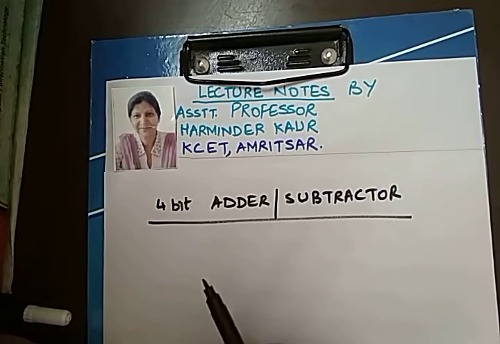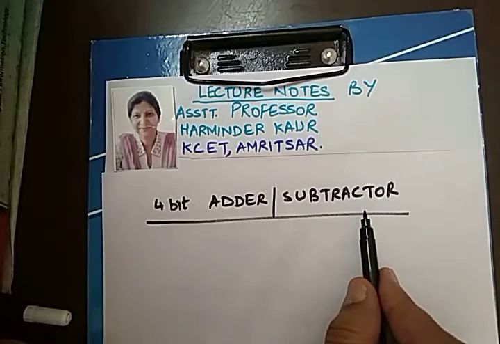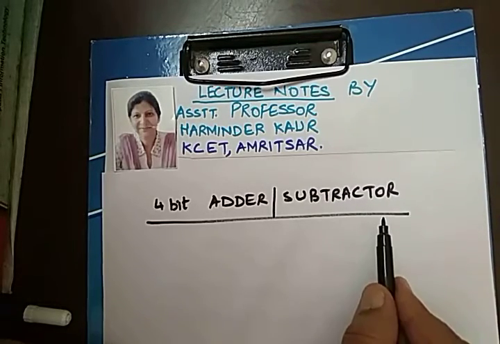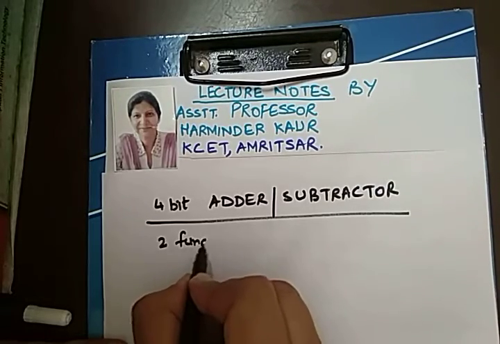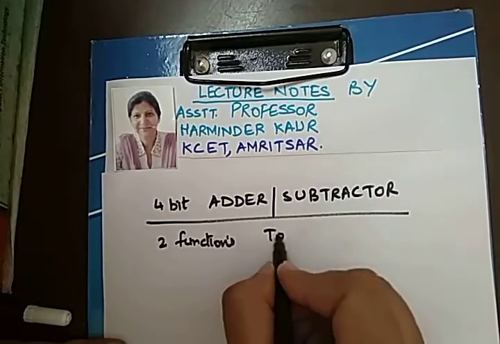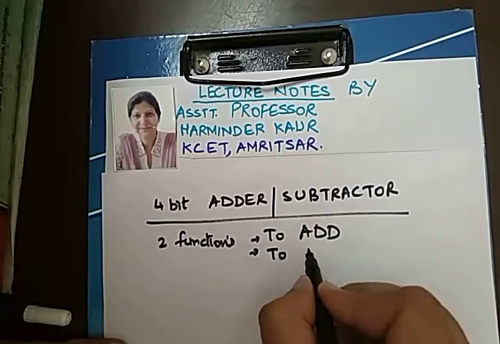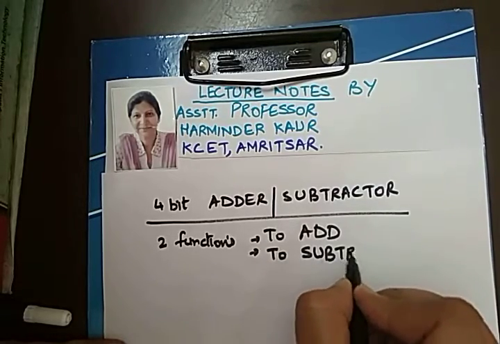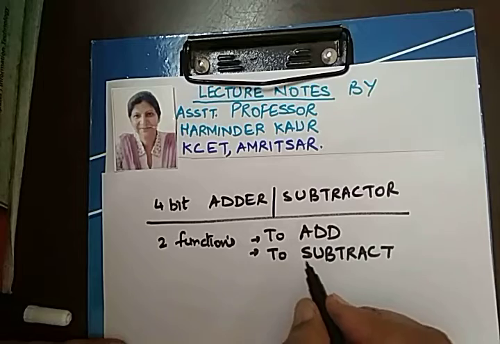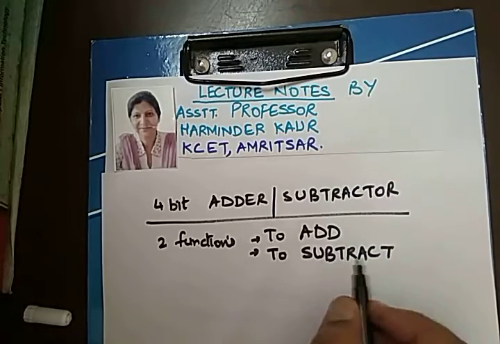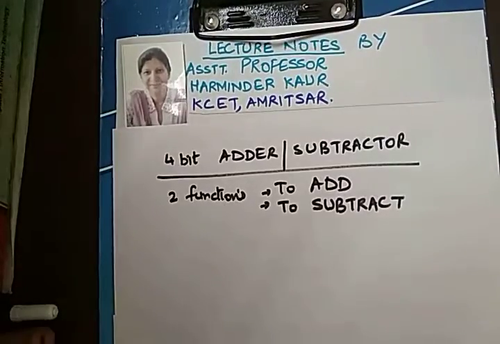Today we will discuss the circuit 4-bit adder subtractor. As the name suggests, it is a circuit which performs two functions: to add, and the same circuit will perform the second function to subtract. So it will add and subtract using the same hardware logic circuit.